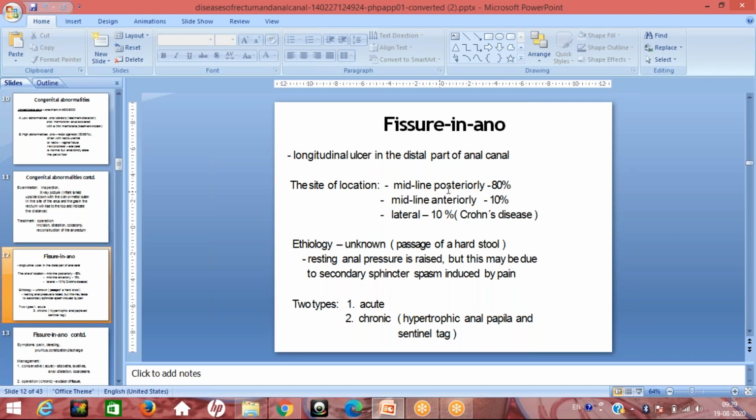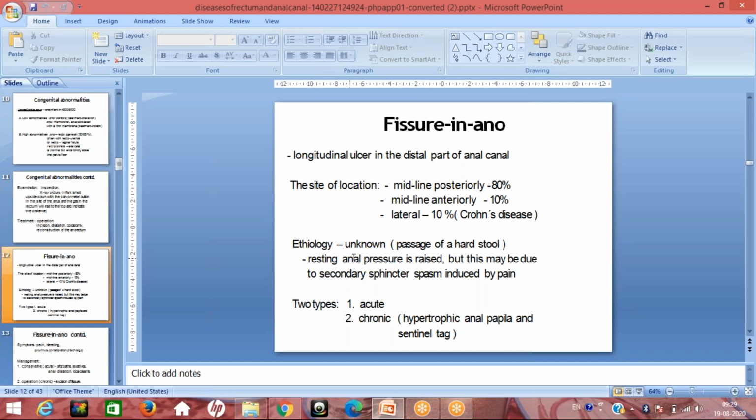healing. This significantly lowers the blood circulation, so there will be poor circulation and the wound will heal poorly, and this vicious cycle continues. The most common location is the midline posteriorly, both in males and females, and next is the anterior location. Locations apart from these most common ones are most commonly due to inflammatory bowel disease such as Crohn's disease, or due to some sexual diseases which are transmitted through anal intercourse.